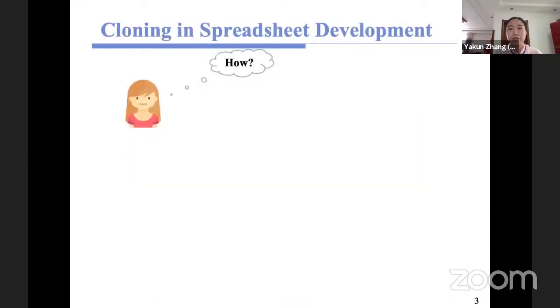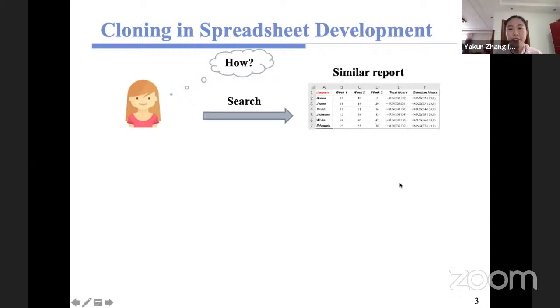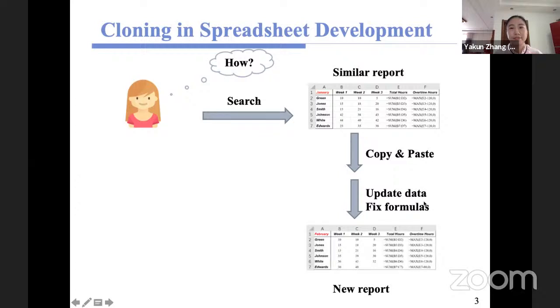Similar to code reuse, end users often reuse existing spreadsheets to speed up their development productivity. For example, Alice wants to write a financial report. She first searches for some similar reports, and then copy-pastes and revises some data and formulas. Finally, she can easily get a new report.